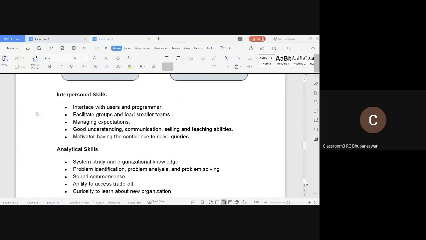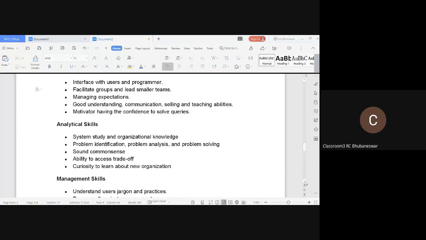Now analytical skills. System study and organizational knowledge. Analytical skill is very important. Problem identification. Suppose he is not able to identify the problem. Once he is not able to identify the problem, then how can he provide the solutions? How can they solve the problem? Then problem analysis and problem solving. The third one is sound common sense, the ability to assess trade-off.